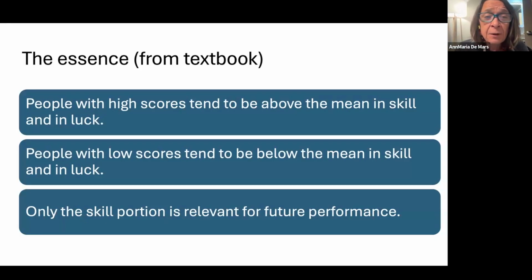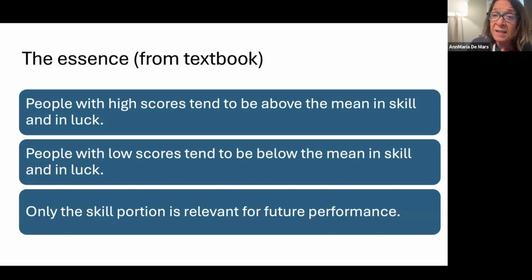And it says this in your textbook: people with high scores tend to be above the mean in skill and in luck. So not only are you more knowledgeable about biology or mathematics, not only are you smarter than the average bear, but you also happen to study the night before the test, unlike some other nights where maybe you went out with your friends, but just by luck, you happen to pick that night to study. Or maybe some of the questions you didn't know weren't asked, but the things that you had studied, maybe the only things from the first half of the textbook, and you'd only read the first half.